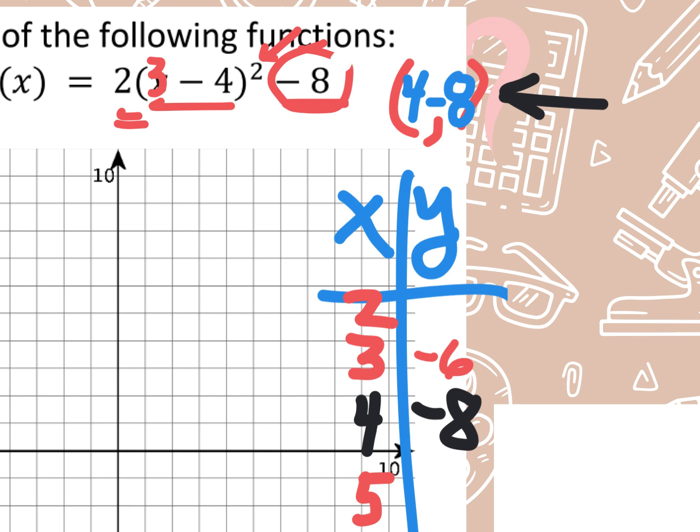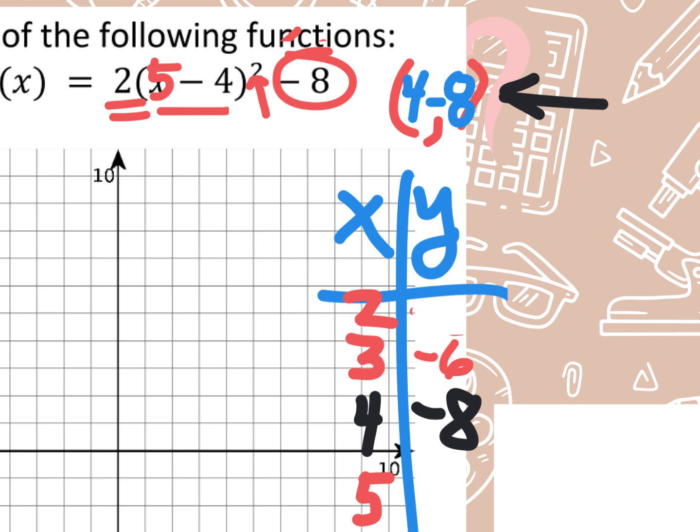Five. Caden, I'm going to have you walk through the 5. I'm putting 5 in now. 5 minus 4, what's that? 1. 1 squared. 1. Yep. We're still at 1, but times it by 2. 2. 2 minus 8. Negative 6. I know that feels weird, but it is right. Wait, we put in 5, not 2. Oh, thank you, thank you.